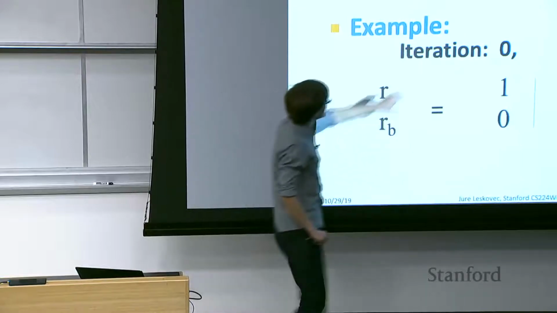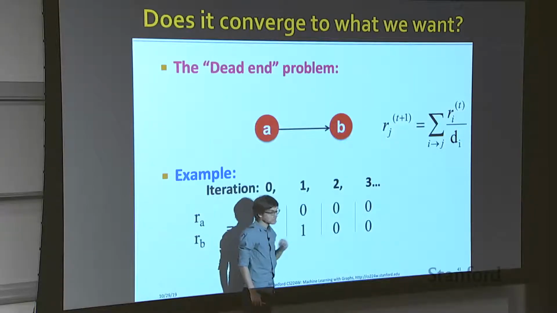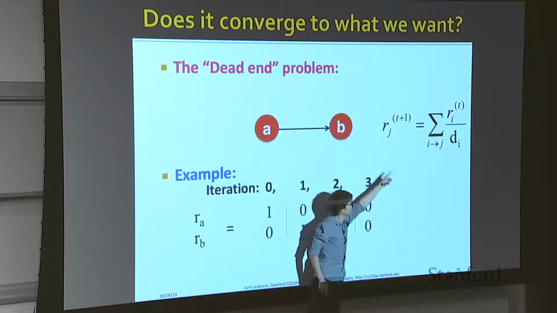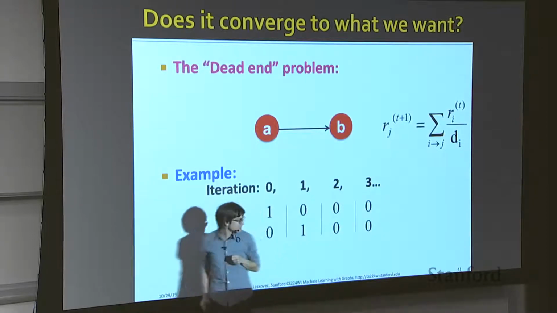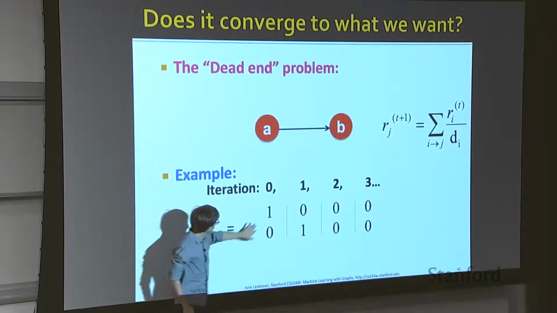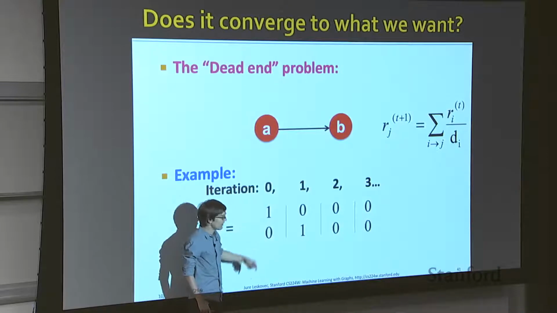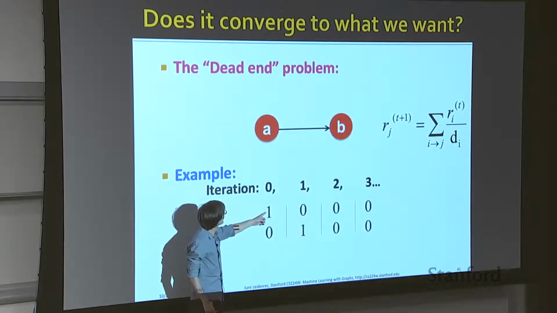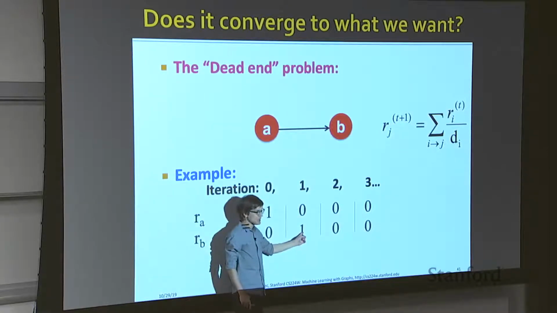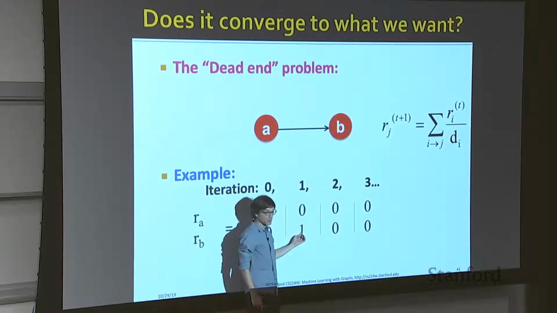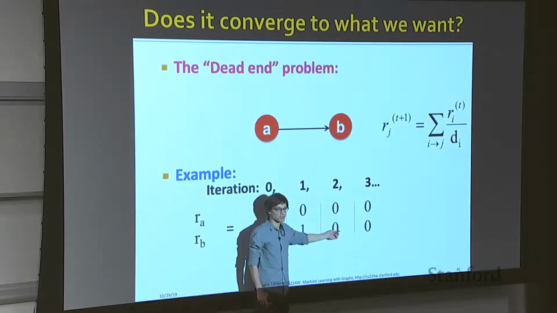And this is the example of a dead end. If I now create the matrix as I show, and start with some starting vector and multiply, you see the random walker starts at A, goes to B, and then there's nowhere to go from B, so all the importance is lost.